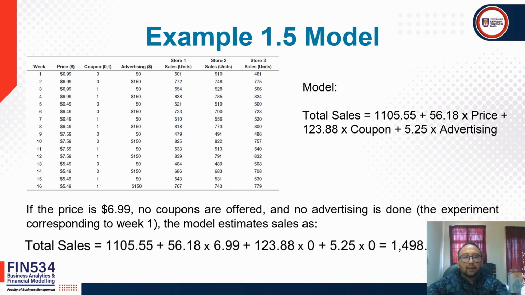So using the model, you can know the sales. 1105.55 plus 56.18 multiplied by 6.99 plus 123.88 multiplied by coupon 0 plus 5.25 multiplied by 0 advertising. So it's equal to 1498 something. Okay, $1,498.